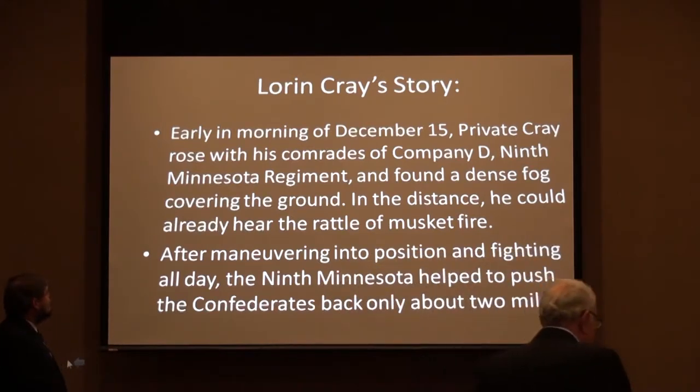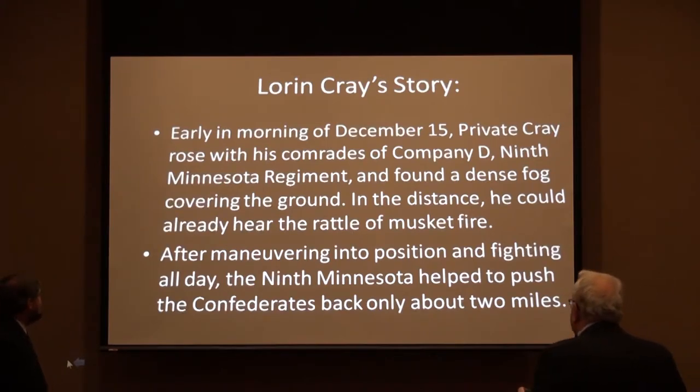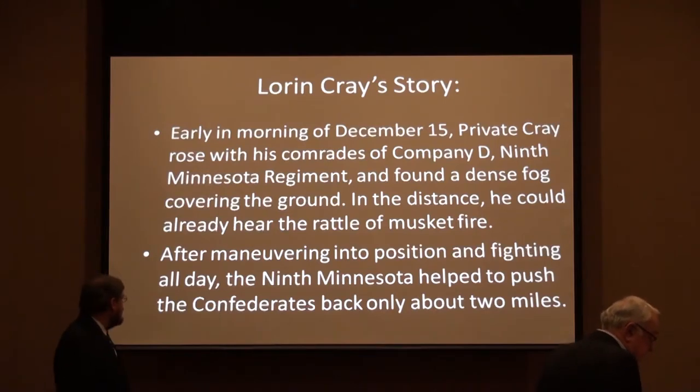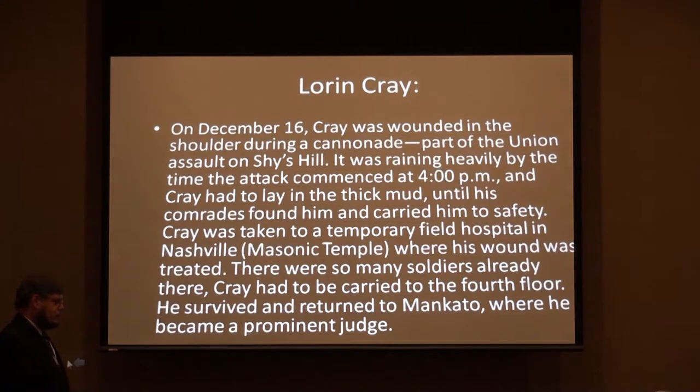On December 15th, 1864, Private Craig rose with his comrades of Company D, 9th Minnesota, and found a dense fog covering the ground. In the distance, he could already hear the rattle of musket fire. After maneuvering into position and fighting all day, the 9th Minnesota helped push the Confederates back only 2 miles. This is what happens to Lauren Craig. He was wounded in the shoulder during a cannonade, part of the Union assault on Shy's Hill. It was raining heavily by the time the attack commenced at 4 p.m. I wanted to, but if it does rain tomorrow, that's historically correct.